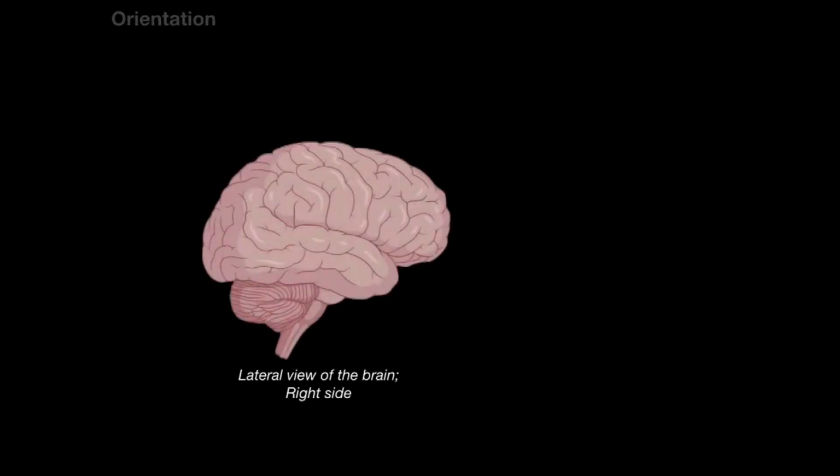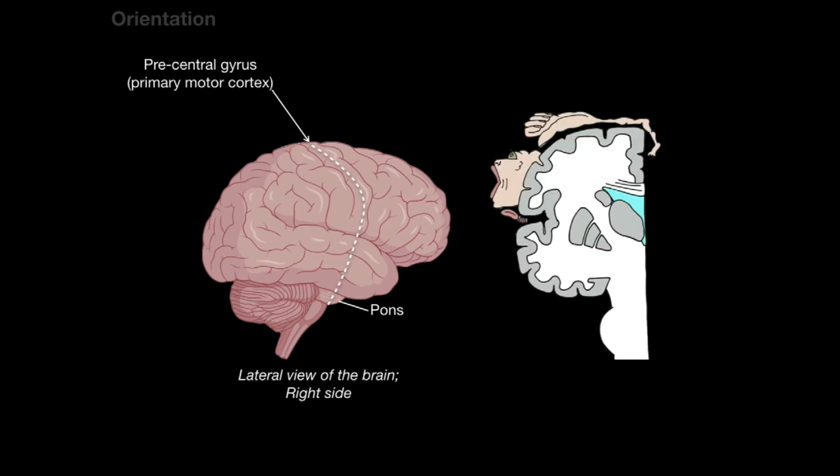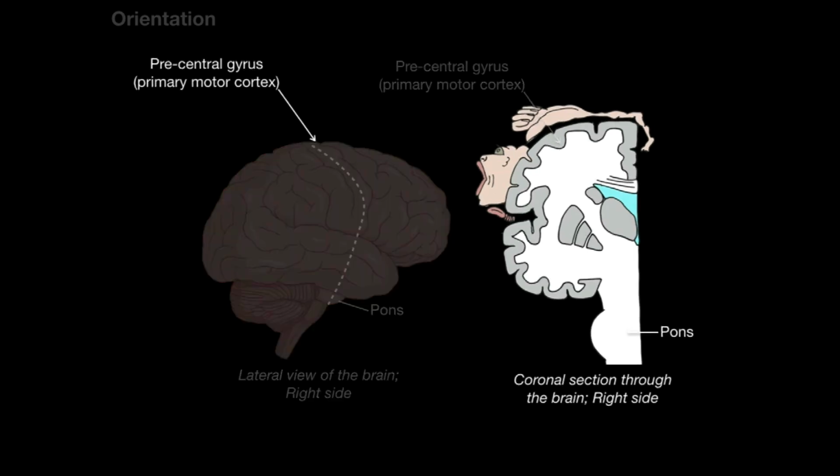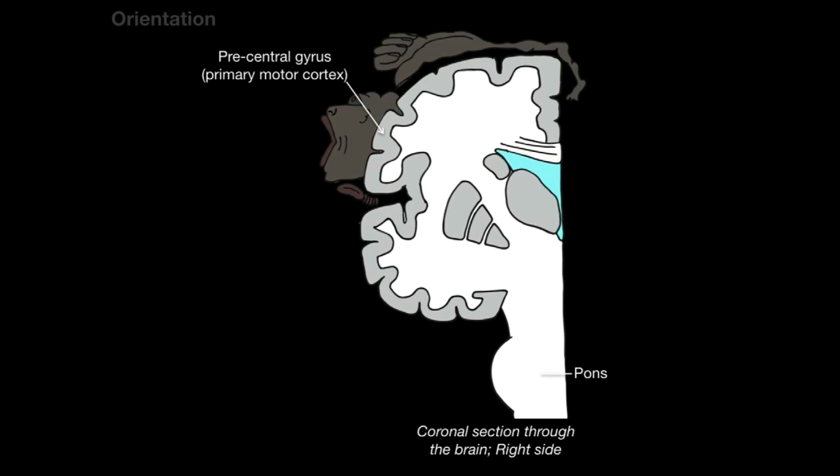Okay, so some orientation and some pictures. There's a lateral view of the brain on the right side, and there is the precentral gyrus, also known as the primary motor cortex, and there is the pons. And we're going to do a very creative coronal cut like that, and it gives us a picture like this. Here is our coronal section through the brain on the right side, there's the precentral gyrus, and there is the pons.